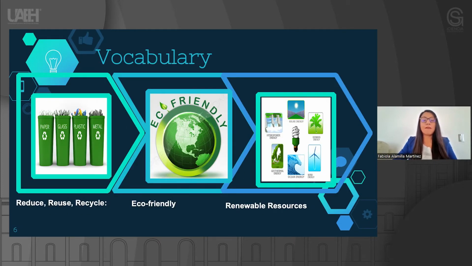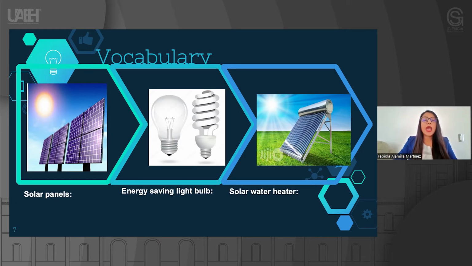We have some other vocabulary that will help us identify the problems, but also the solutions that we can use to protect our environment. So we have reduce, reuse, and recycle, eco-friendly actions, and renewable resources. We also have some devices that help us protect our environment, like solar panels, energy-saving light bulbs, and solar water heaters. These devices are very common nowadays, and people should use them a lot in their houses.